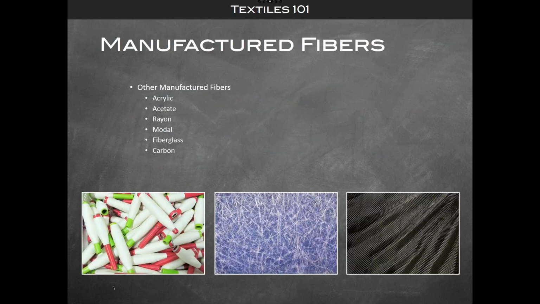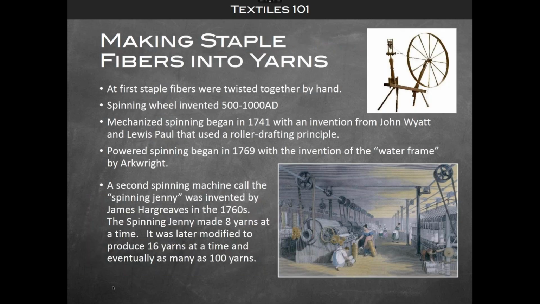Great. Okay, and here are some other examples of manufactured fibers: acrylic, acetate, rayon, modal, fiberglass, and carbon. We are going to move from fiber types now into some manufacturing. So the first step in manufacturing a textile, usually, for wovens and knitted fabrics, is making yarn. So we're going to talk about making staple fibers, or the short length fibers, into yarns.